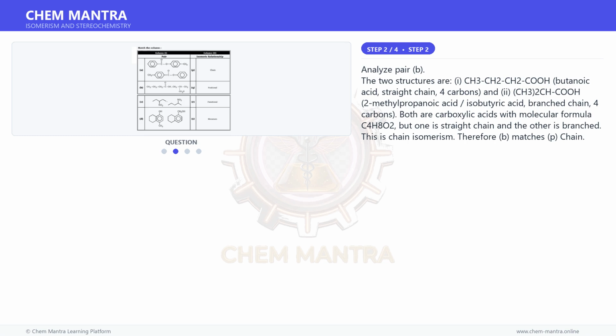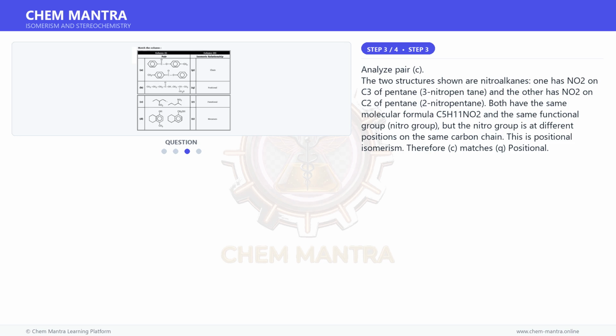Analyze pair B. The two structures are CH3CH2CH2COOH, butanoic acid, straight chain with 4 carbons, and (CH3)2CHCOOH, 2-methylpropanoic acid, isobutyric acid, branched chain with 4 carbons. Both are carboxylic acids with molecular formula C4H8O2, but one is straight chain and the other is branched. This is chain isomerism. Therefore, B matches P, chain. Moving on to the next step.